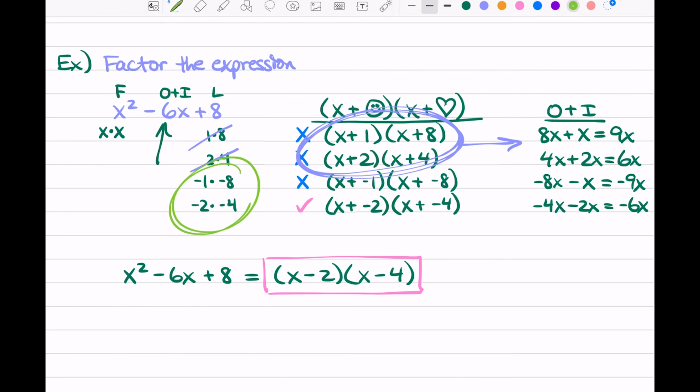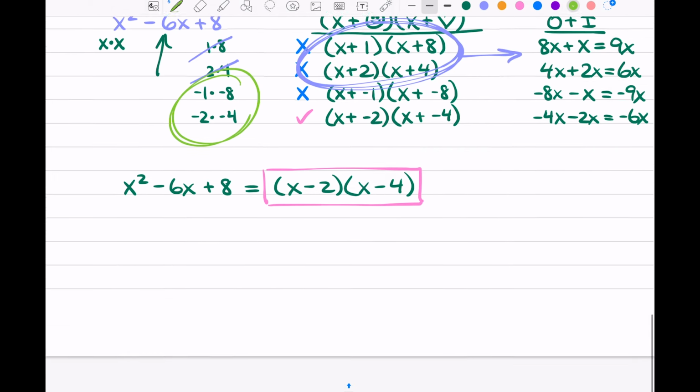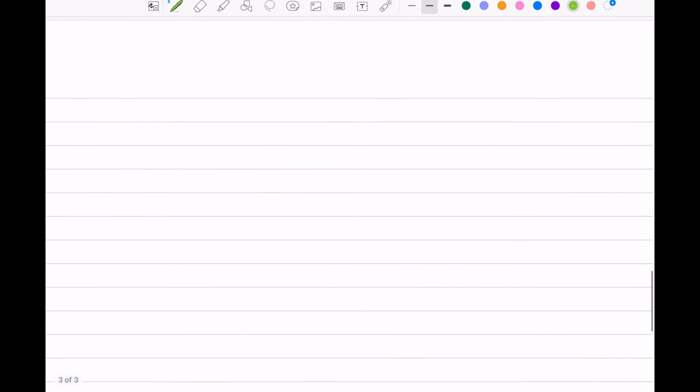So that's just a skill that you'll develop as you work through these problems. You'll get a better feel for which numbers might work for smiley face and heart. And remember, this is a skill. This takes practice. But over time, your understanding will improve, and so will your speed. So let's try one more example. And we'll make this one a bit more challenging.